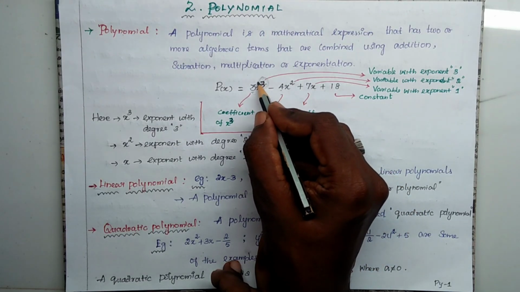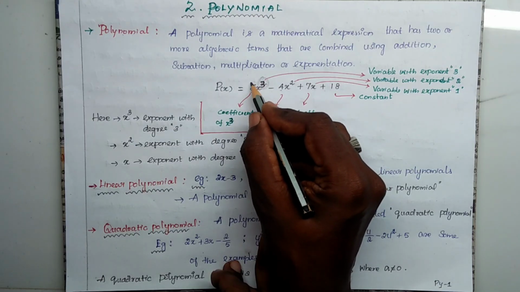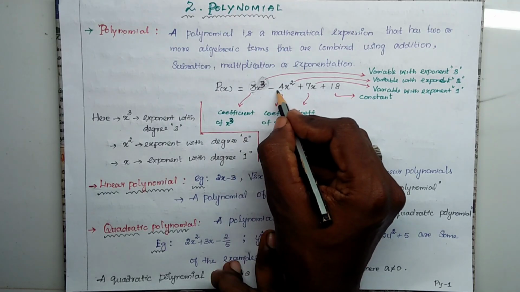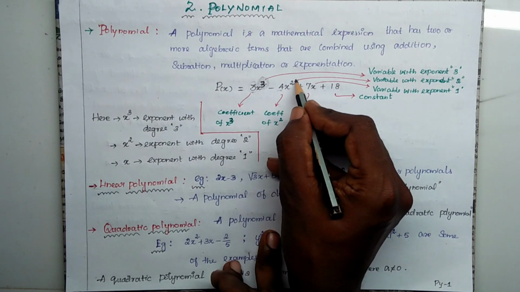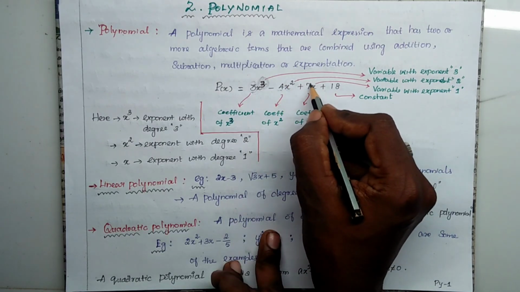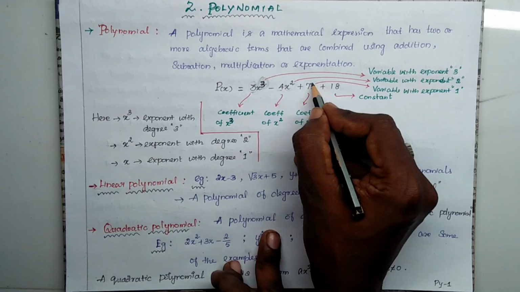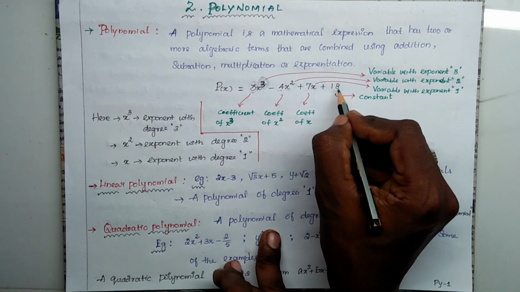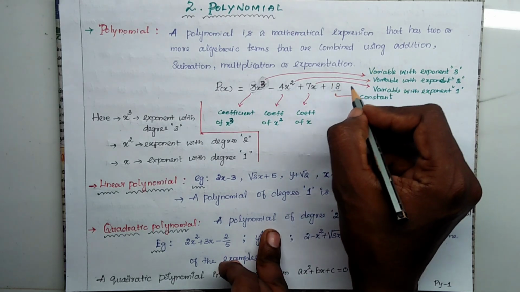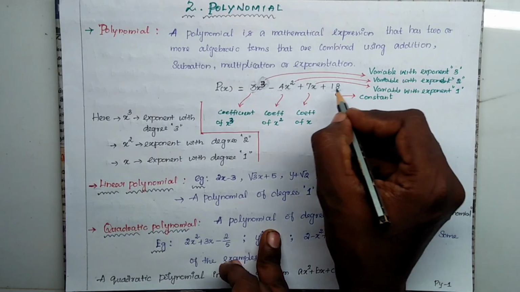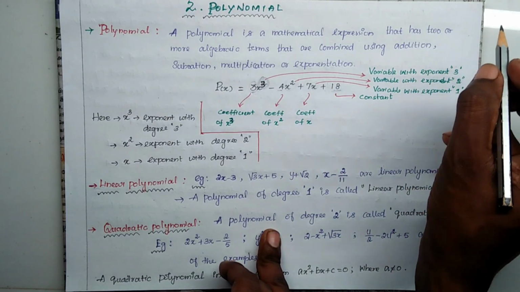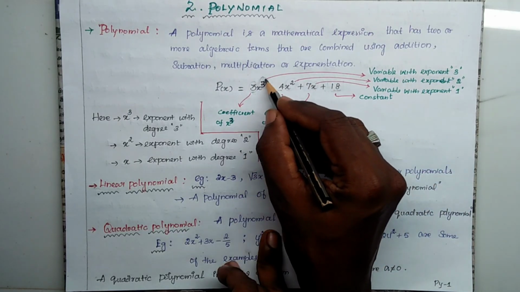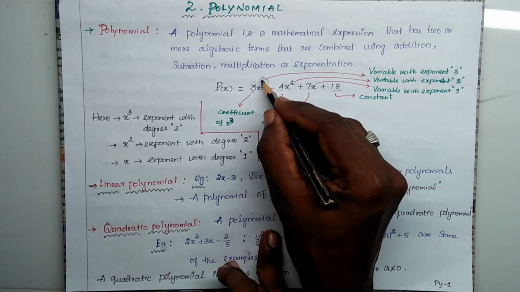Since x cube is there, 3 is the coefficient of x cube, minus 4 is the coefficient of x square, and plus 7 is the coefficient of x. The remaining term, which does not have a coefficient, is called a constant. A constant is a thing which does not have a coefficient, and it may be a real number. Now this is a 3 degree exponent. This exponent has a power of 3, so this is degree 3.